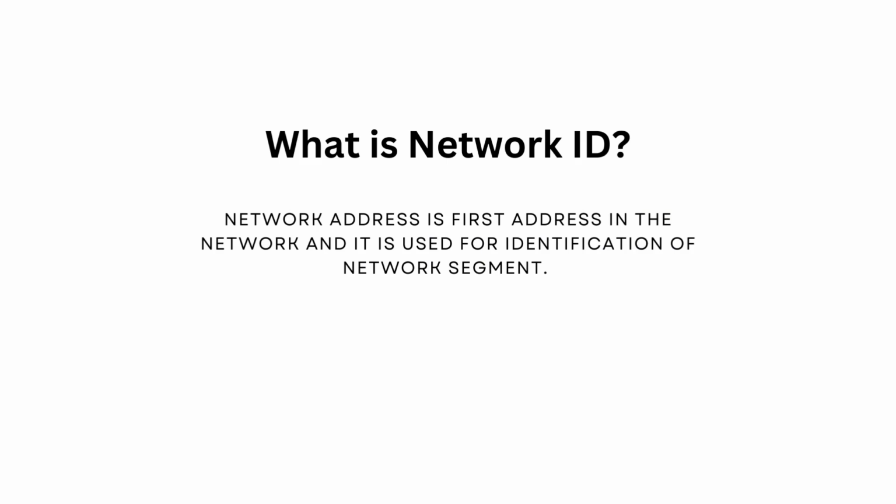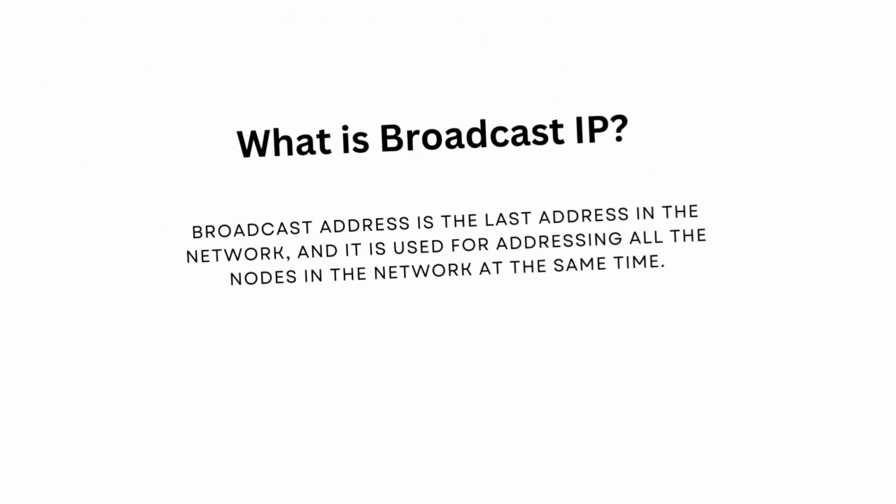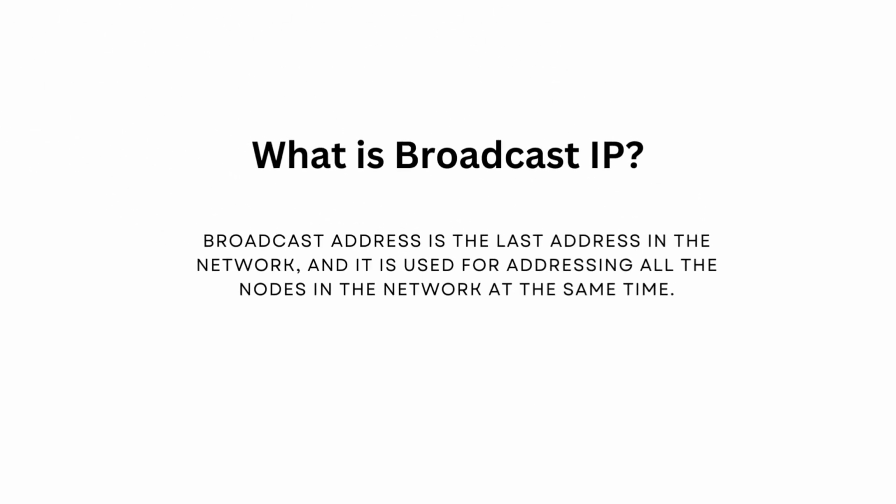Next, we need to know what is network ID. Network address is the first address in the network and it is used for identification of the network segment. All the IP addresses using the same network address part are in the same network segment. Another important definition is of broadcast IP. What is it? Broadcast address is the last address in the network and it is used for addressing all the nodes in the network at the same time.